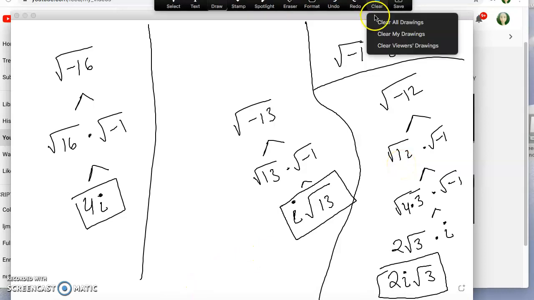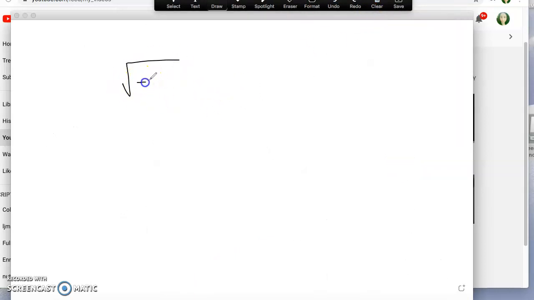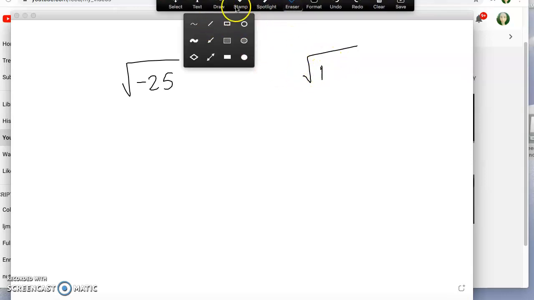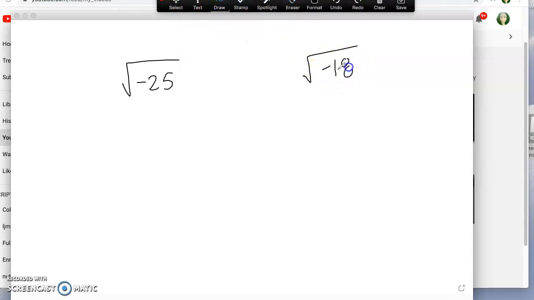Let's do another one. Let's do one more. We have the square root of -25 and the square root of, let's say, -18. So here we have the square root of 25 and the square root of -1, right?